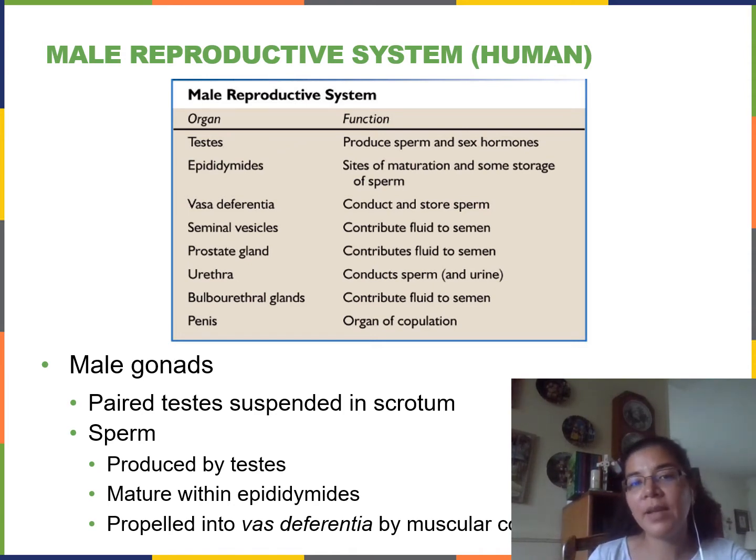However, they don't have the right motility. They're not able to really move until they go through a process called capacitation, which actually occurs in the vagina. And so they actually aren't fully motile until they have this process. And then the penis is the organ of copulation. And we have just a little bit of a summary here as well.